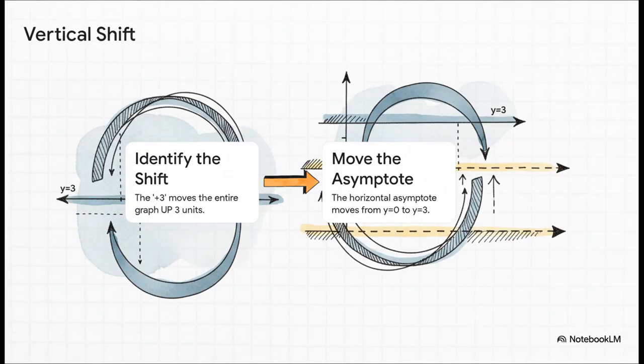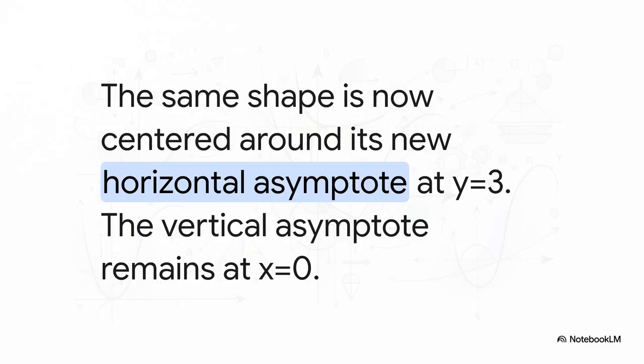That plus 3 is literally just an instruction telling us to pick up the entire graph and move it up 3 spaces. And the absolute first thing you want to do is move that horizontal fence, that asymptote, from y equals 0 up to its new home at y equals 3. And would you look at that? It's the exact same two-piece hyperbola. It just has a new center line. The whole shape is now built around that new horizontal asymptote at y equals 3. It's as simple as that.